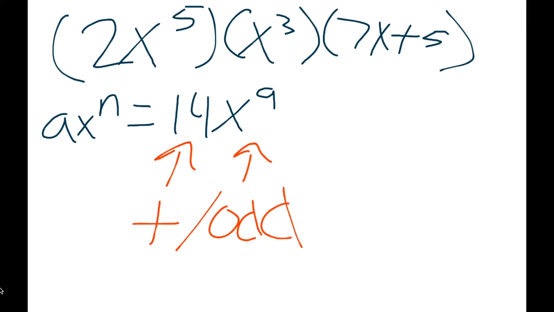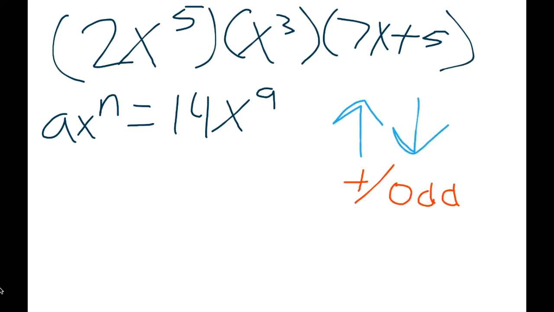When an exponent is positive, it ends up, and when an exponent is odd, it ends the opposite way that it did before. So in this case, it would be down. If we looked at this function on a graph, it would look something like this.